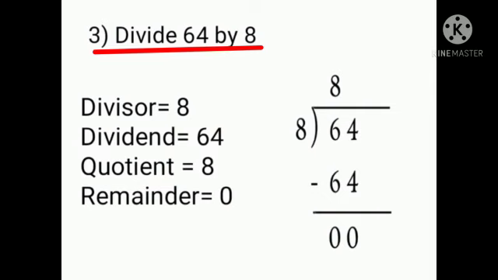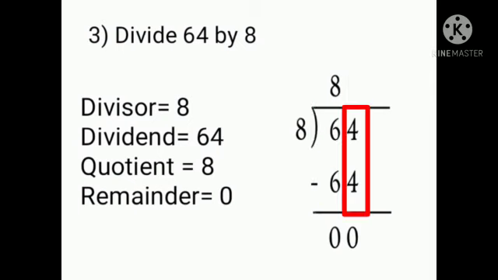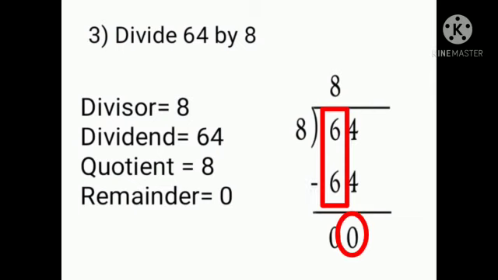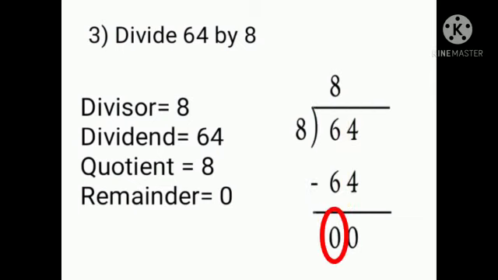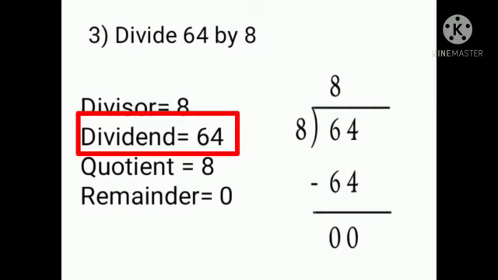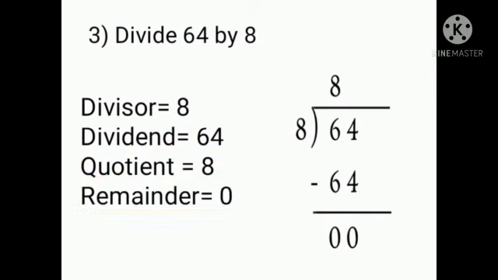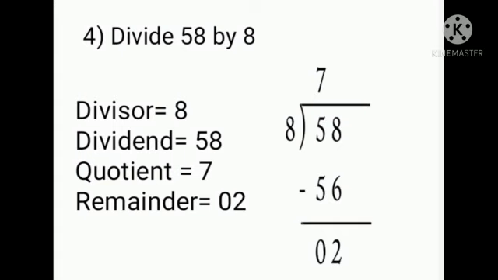Divide 64 by 8. So let us arrange the numbers and we will start with 8 table till we get the answer 64. So 8 8s are 64. Let's subtract. 4 minus 4 is 0. 6 minus 6 is 0. Now in this sum, divisor is 8, dividend is 64, quotient is 8 and remainder is 0. Let's see next one.